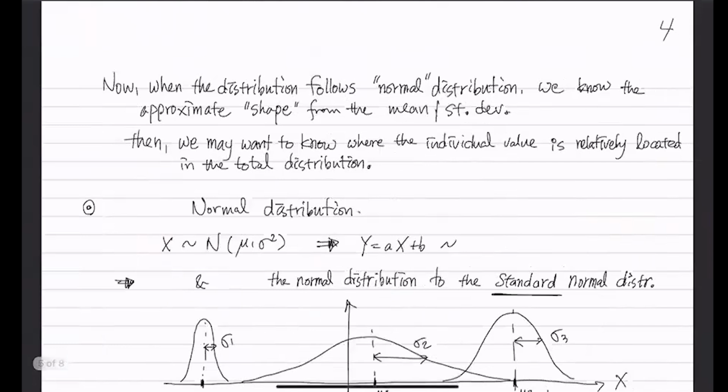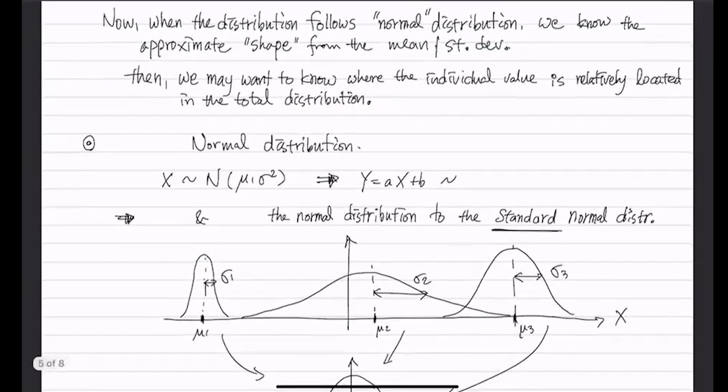So now, when the distribution follows a normal distribution, we know the approximate shape of this distribution from the mean and the standard deviation, right? Because those 2 values determine the shape. And then you may want to know where the individual value is relatively located within the total distribution. Okay, so just bear with me. In order to answer that question, people came up with a slightly updated concept called the standard normal distribution.